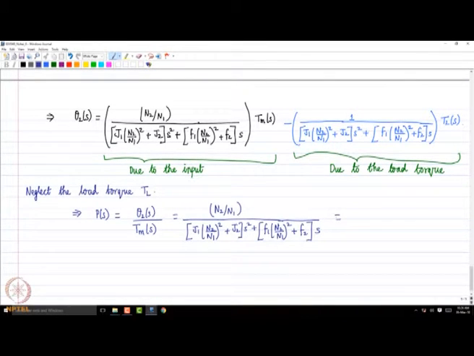This I can rewrite as A divided by, just for the sake of notational simplicity, because if I have to write all the parameters in the general form again and again, that is going to be very cumbersome. So let's write it as A divided by S squared plus BS, right. So obviously, what are A and B?